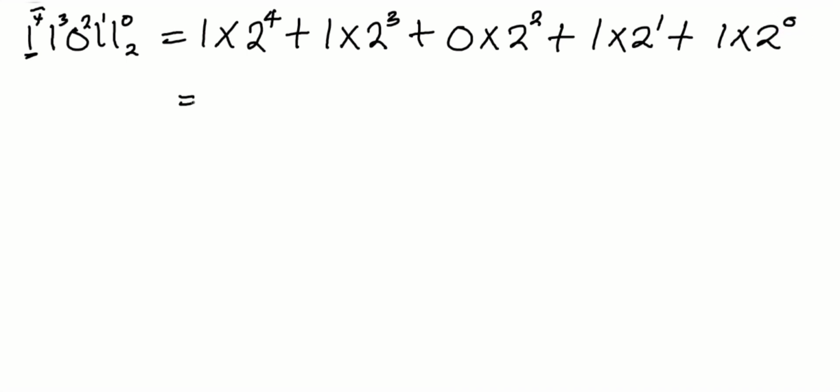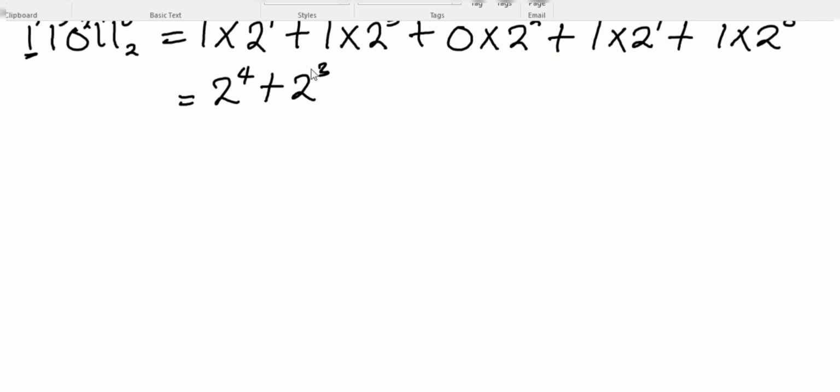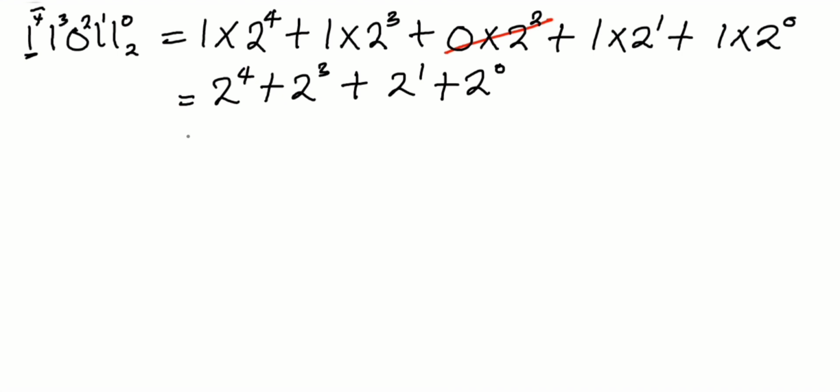So 1 times 2 to the power 4 is still 2 to the power 4. 1 times 2 to the power 3 is 2 to the power 3. Now 0 times 2 to the power 2 is going to cancel, because 0 multiplying anything is still going to give you 0. And then we have 2 to the 1, and we have 2 raised to the power 0. 2 raised to the power 4, please don't make the mistake of doing 2 times 4. It's 2 multiplying itself 4 times, so we have 2 times 2 is 4, 4 times 2 is 8, and then 8 times 2 is 16, so we have 16 there, we have 8, we have 2, and 2 raised to the power 0 is 1, like I've already said in the previous videos on indices.